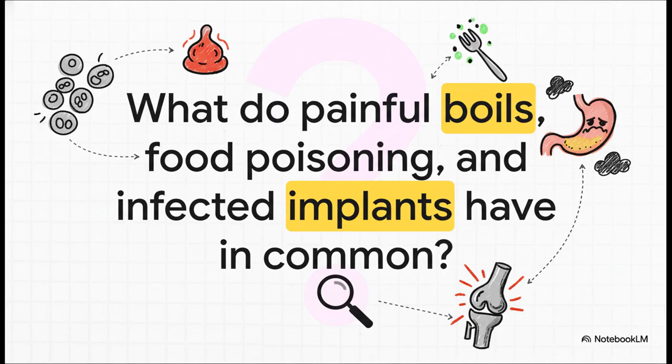What in the world could connect a painful boil on your skin, a sudden nasty bout of food poisoning, and a dangerously infected surgical implant? I mean, they seem totally unrelated, right? Well, as we're about to see, they often share a single hidden cause. It's a classic whodunit, just on a cellular level.